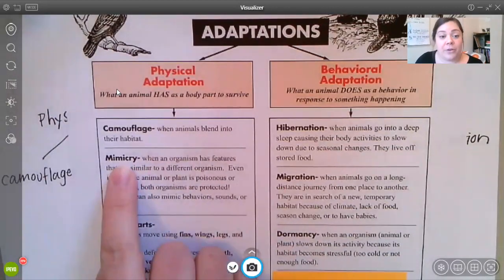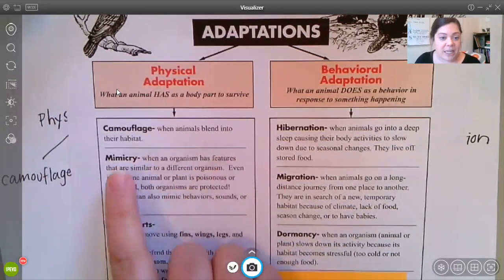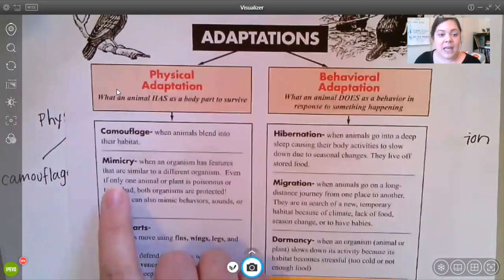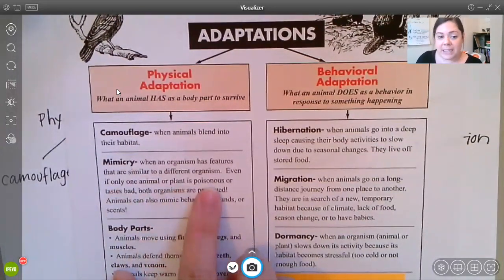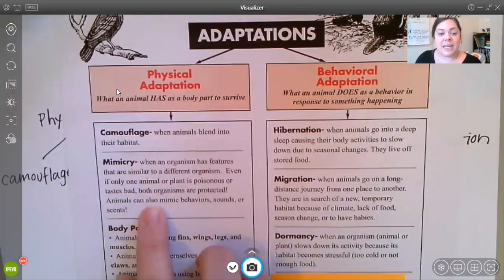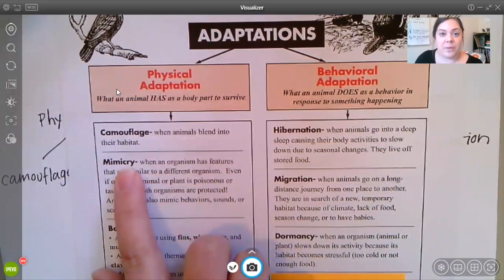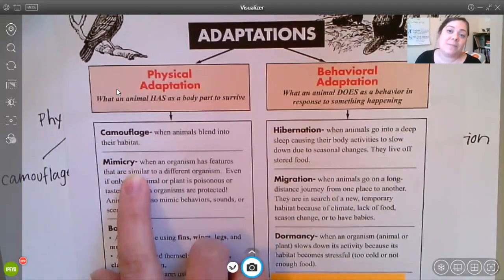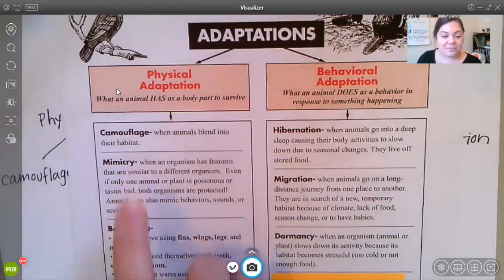We talked about mimicry, when an organism has features that are similar to a different organism. Even if only one animal or plant is poisonous or tastes bad, both organisms are protected. Animals can also mimic behaviors, sounds, or scents. Specifically here with mimicry, we talked about the two different types of butterflies. The viceroy butterfly mimics the monarch butterfly because the monarch butterfly is poisonous and tastes bad to their predators. Because they both look like the poisonous butterfly, predators leave them both alone.